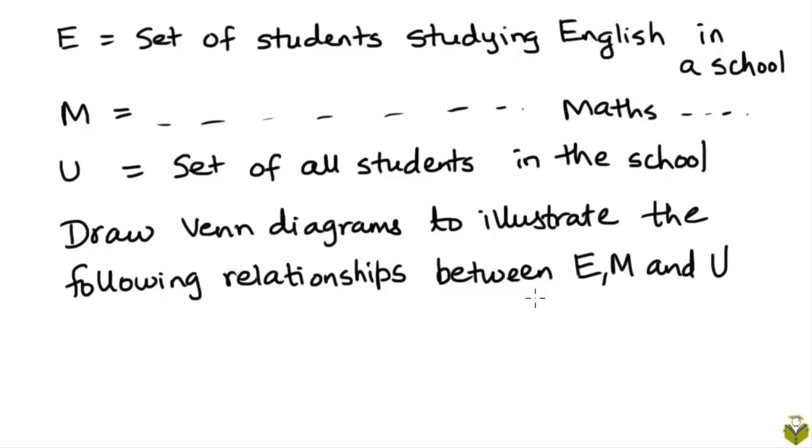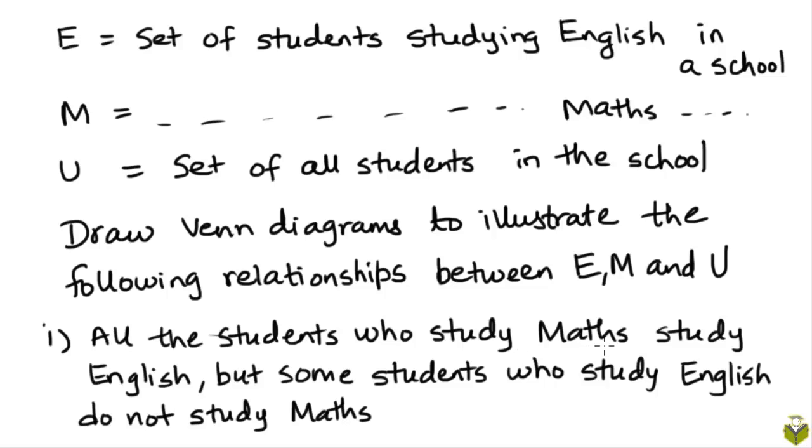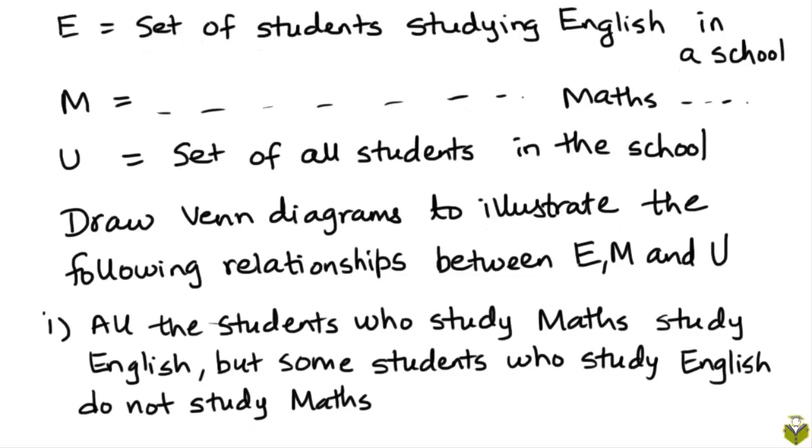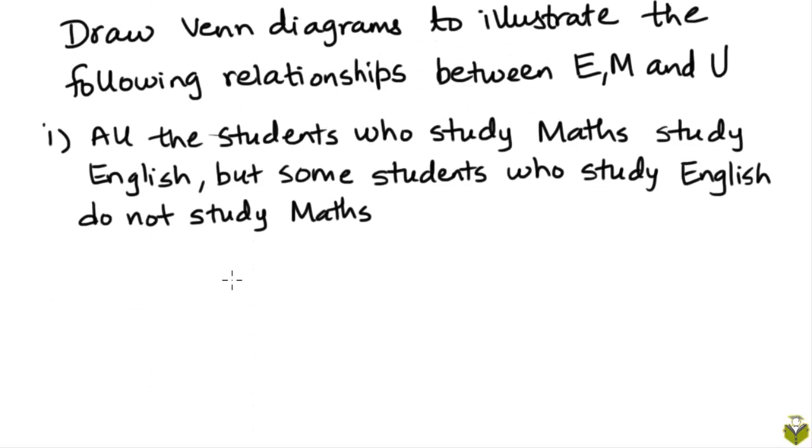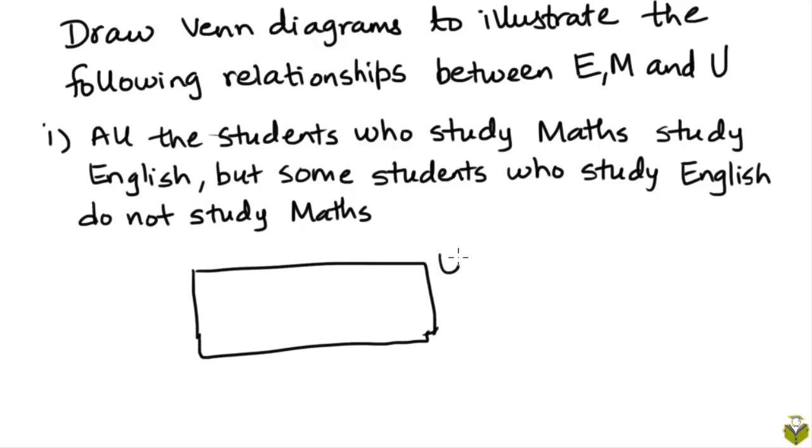So this question is about drawing the right Venn diagrams to illustrate accurately the verbal descriptions that follow. All the students who study maths study English, but some students who study English do not study maths. So if you're given this verbal description, how would you map it to a Venn diagram? Now in the Venn diagram, we have to first draw the universal set, which is the set U.